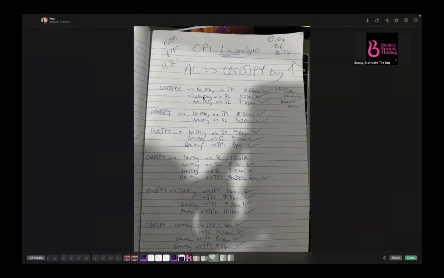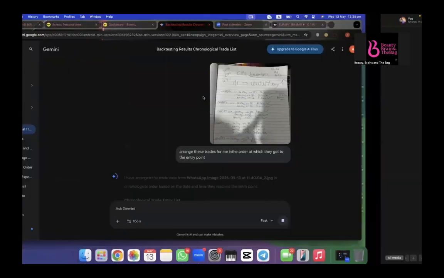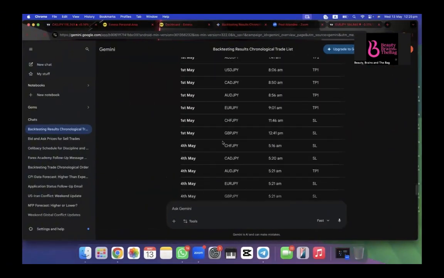TP1 first for me, but I want to know which one got the entry point. So I will just feed all these things and ask the AI to arrange it for me accordingly. Then you can see that it actually arranged it for me.